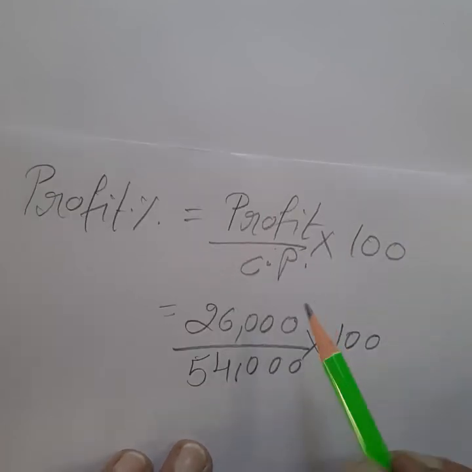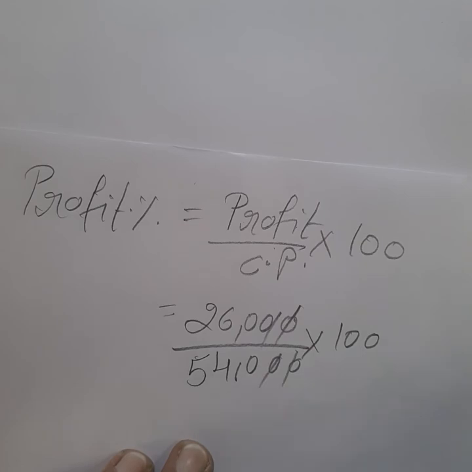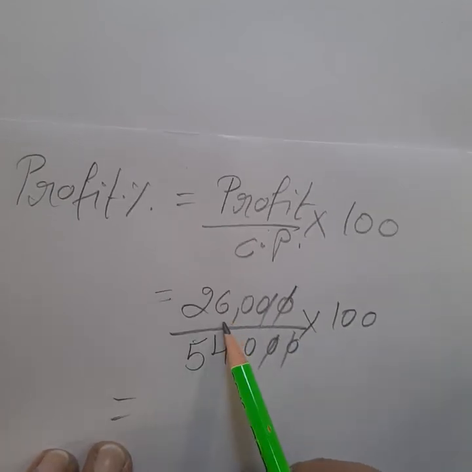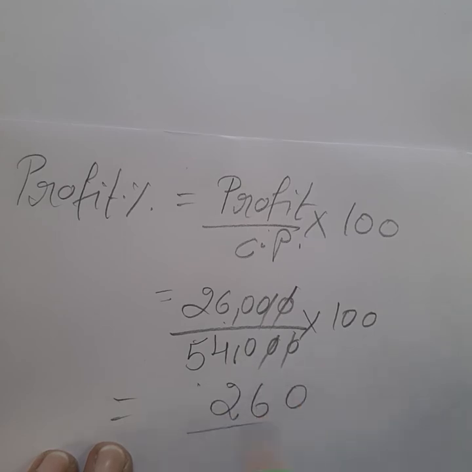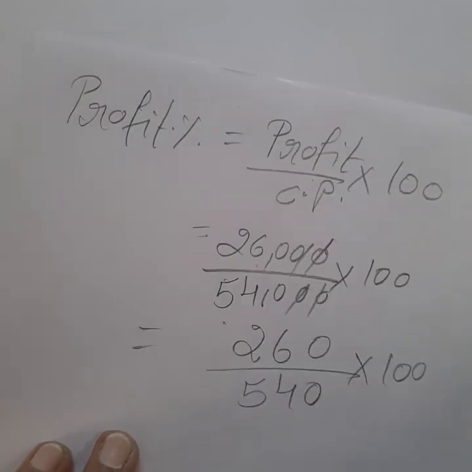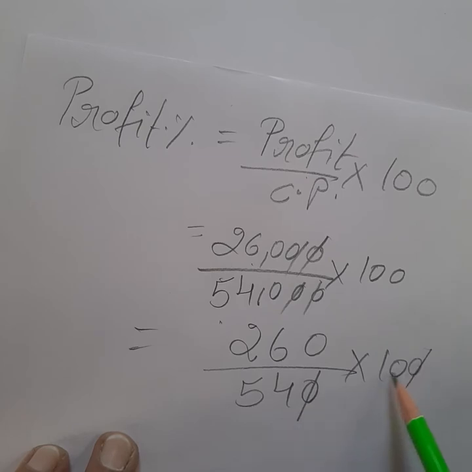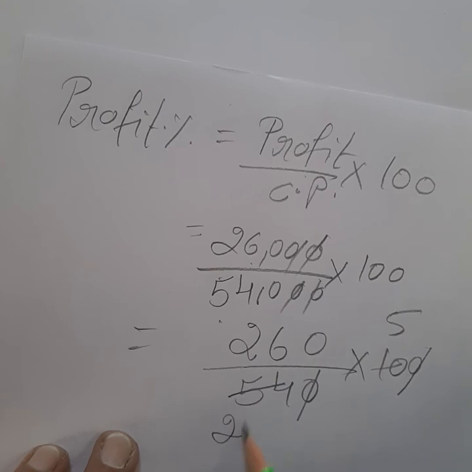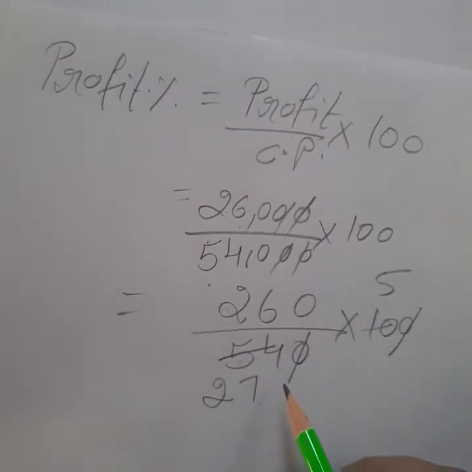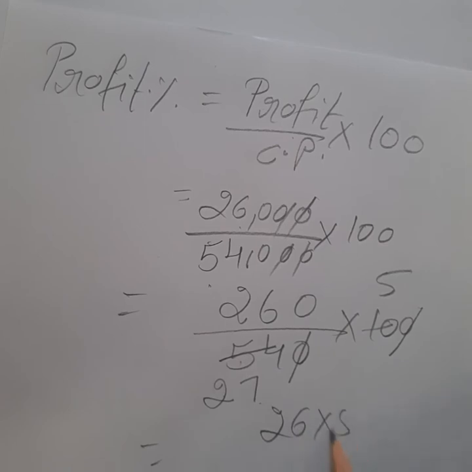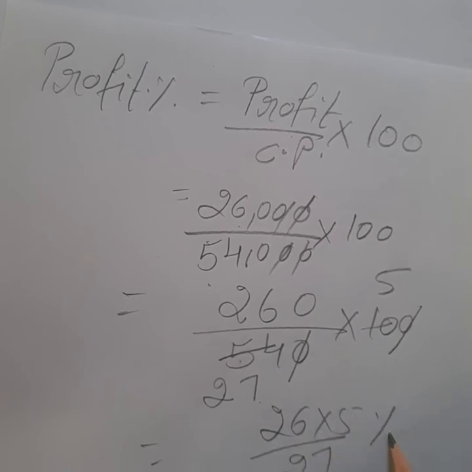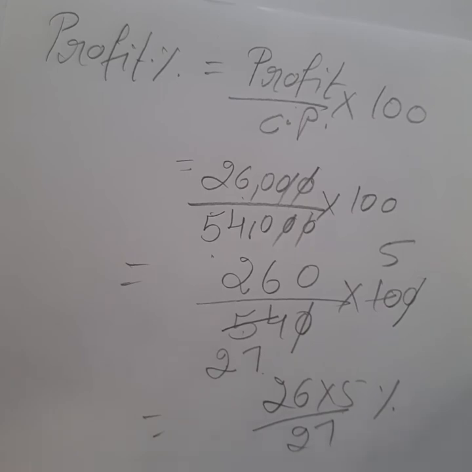By cancelling the zeros in this way, after cancelling we get 260 upon 540 multiplied by 100. You can cancel it further using the table of 2. Two 2s are 4, two 7s are 14, and you get your profit percent. After calculating it, you get your profit percent. So this is the method for profit.